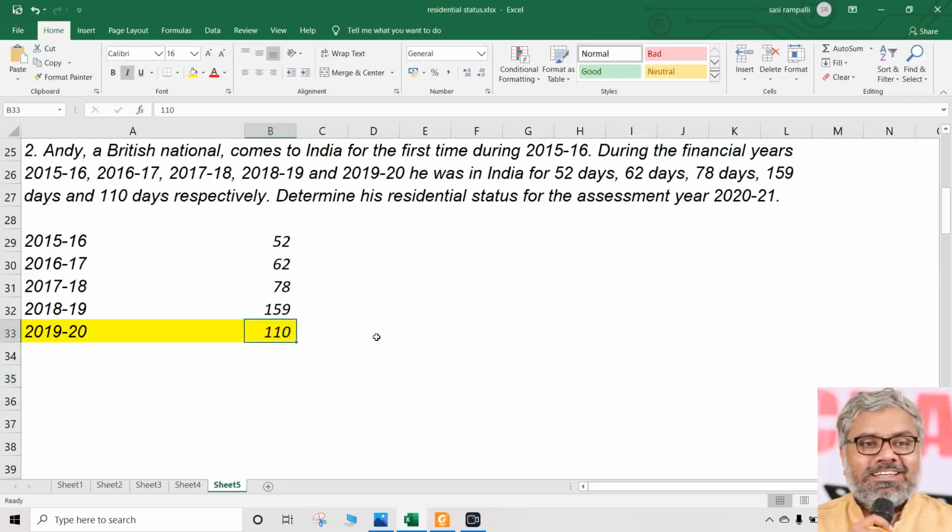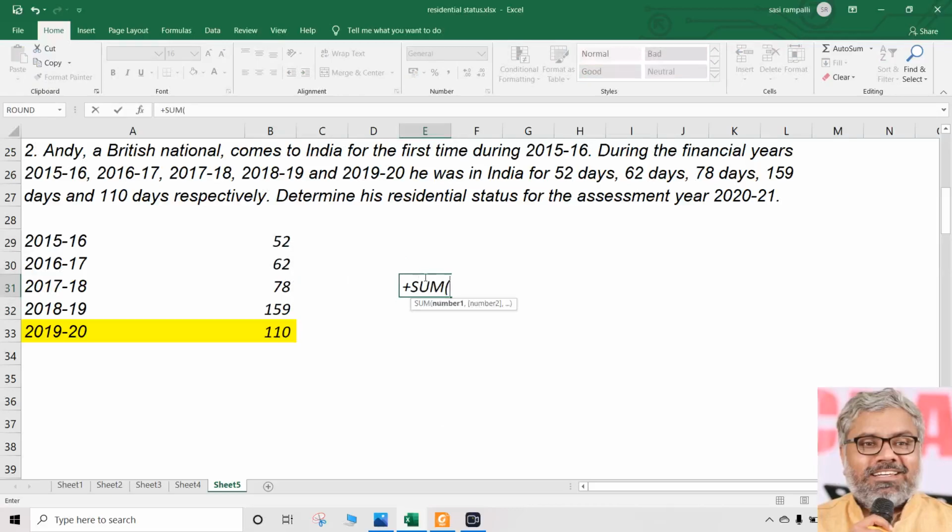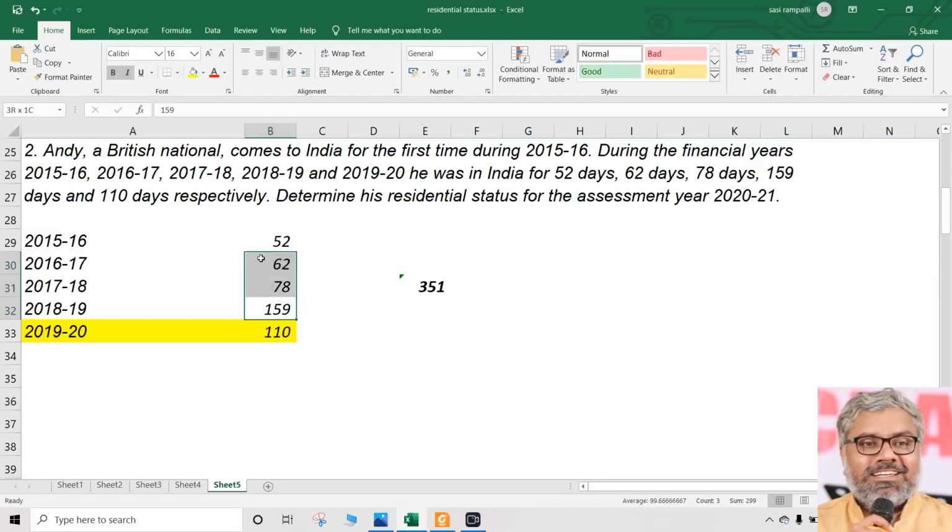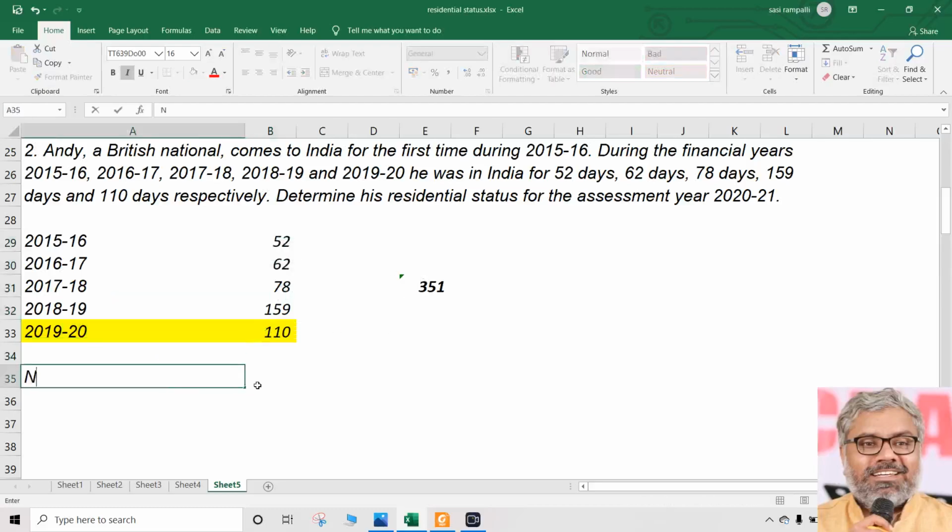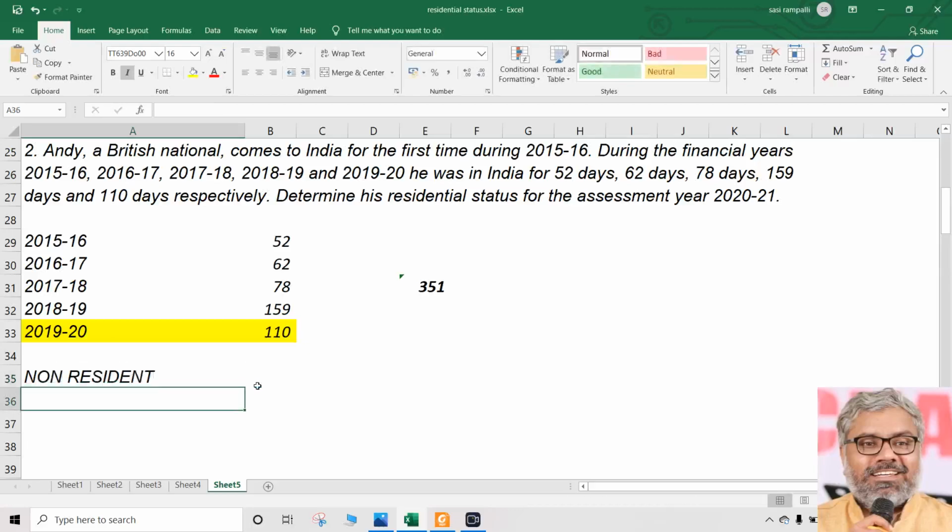Yes, he did. And he should have stayed for more than 365 days during 4 years immediately preceding the previous year. So what is the total of all these 4? What is the total of them? That is 351 days only. Means what? He did not stay for 365 days or more during 4 years immediately preceding the previous year. That means what is the residential status of Mr. Andy? He is a non-resident. That's it. That is the conclusion.